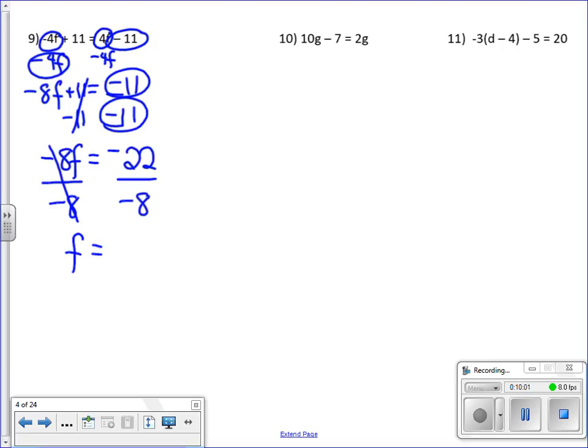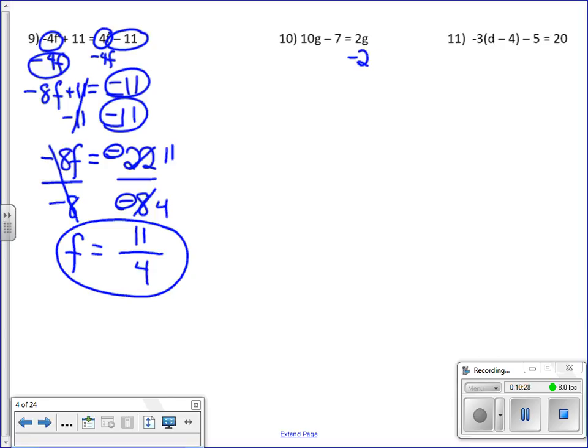And again, a negative divided by a negative is a positive, but I can reduce this fraction. 2 goes into both of these. This becomes 4, and this becomes 11. That means I'm winding up with 11 over 4. But it is positive because it's a negative divided by a negative, which gives me a positive. I can leave my answer as an improper fraction. That's perfectly fine.